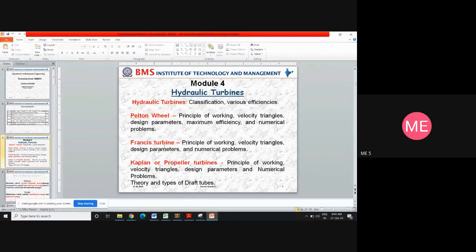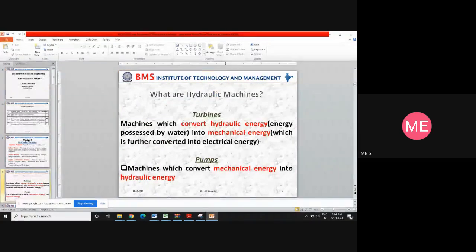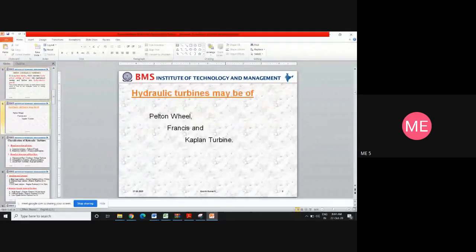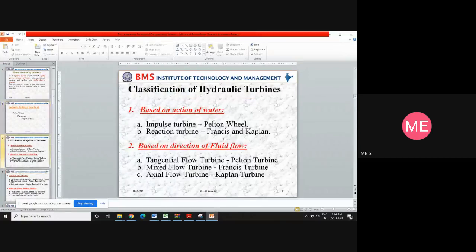In the last class, we were done with what we mean by hydraulic machines. There are 2 types of hydraulic machines: one is turbine and the other is pump. What do you mean by hydraulic turbines? Then we went for the classification of hydraulic turbines. It is based on the action of water: impulse and reaction. The example for impulse is Pelton. The example for reaction is Francis and Kaplan, that you already know.